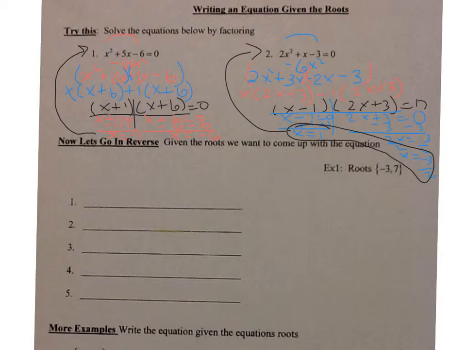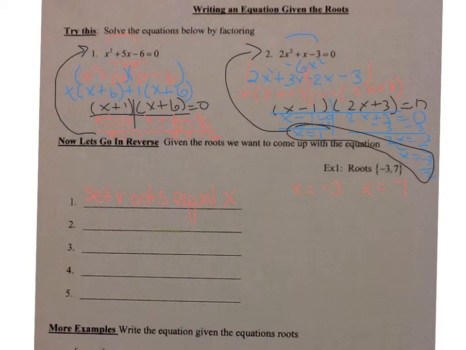I have my roots over here, which are negative 3 and positive 7. So I want to come up with that equation. The first thing we're going to do, step 1, so write on your paper, is to set the roots equal to x. So over here I'll have x is equal to negative 3 and x is equal to 7.